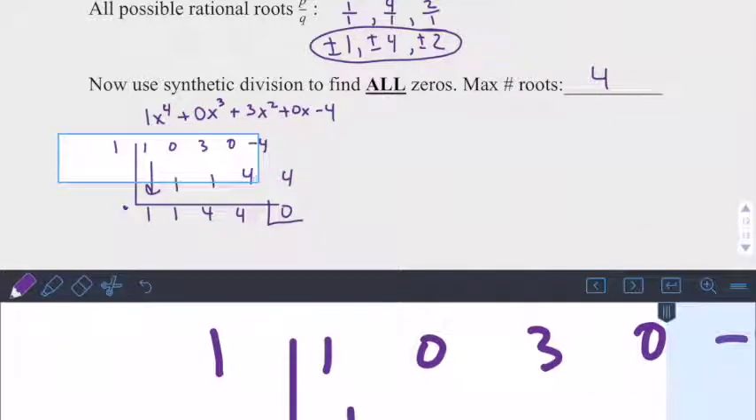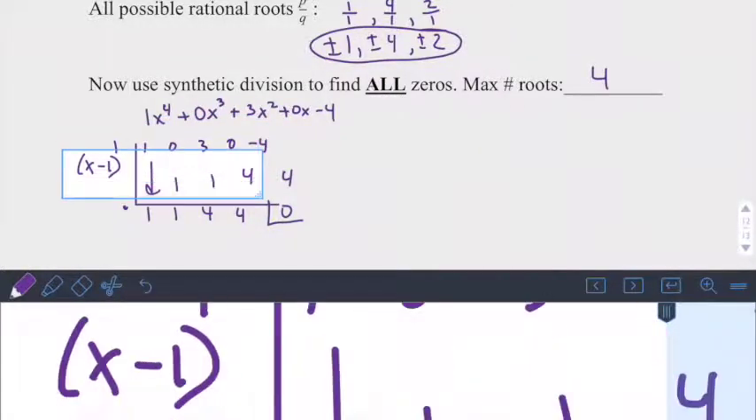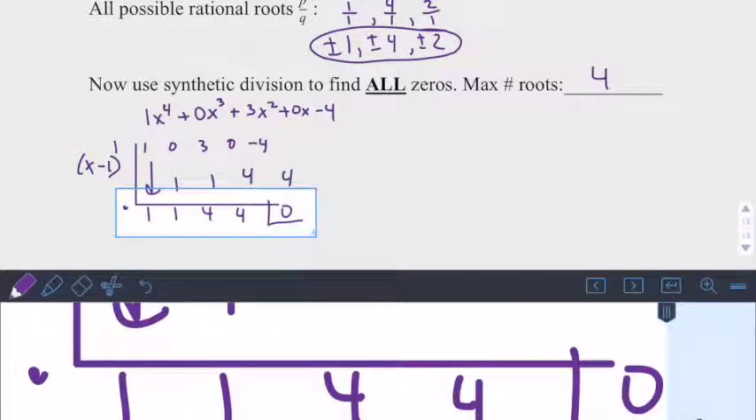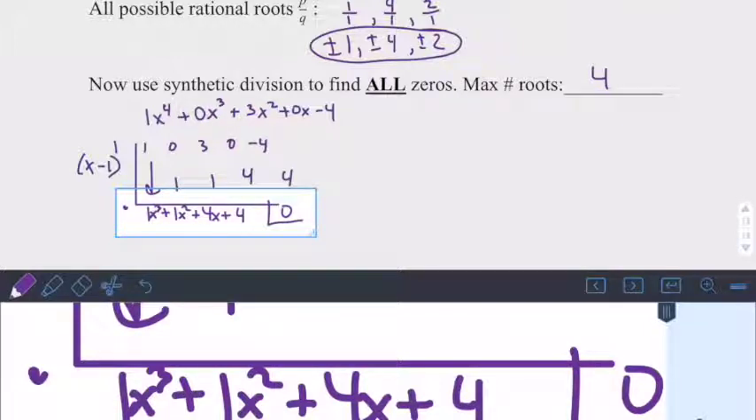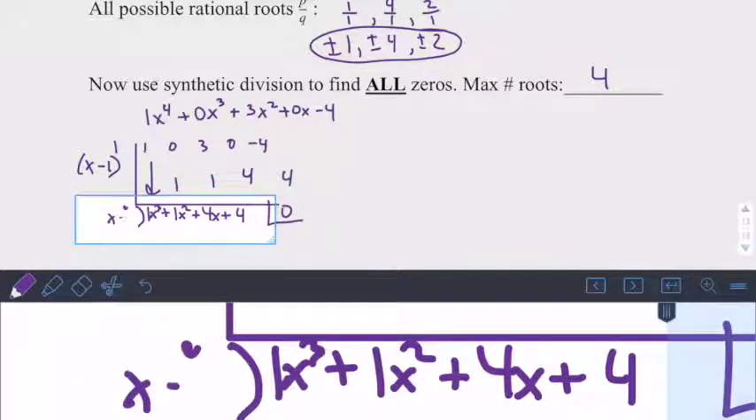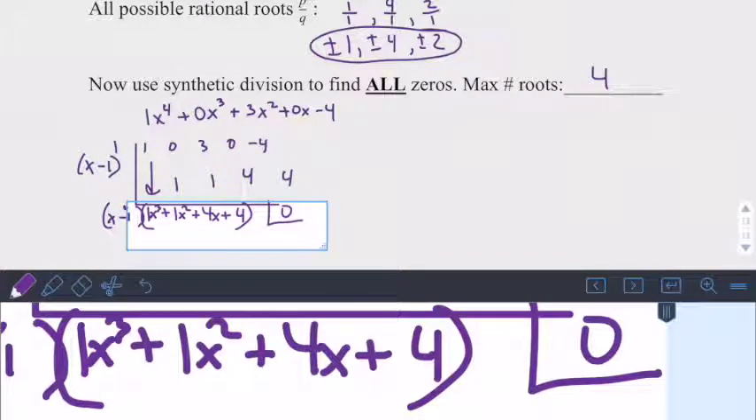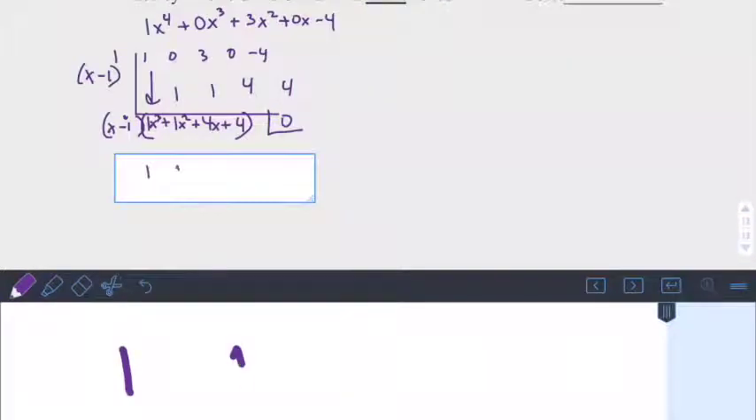Which means the factor is x minus 1. Okay, and then our leftovers, right? This is our constant. This is 4x. This is x squared. And this is x cubed, right? And then we could say times x minus 1, right? That was our original root. So now I want to use synthetic division with this polynomial to break it down even more.